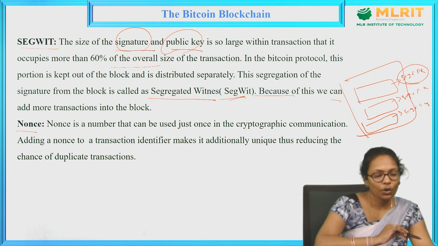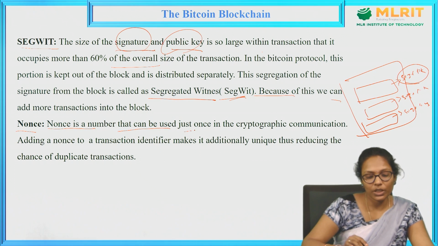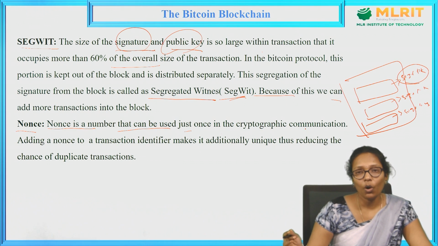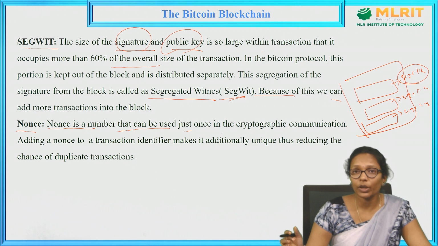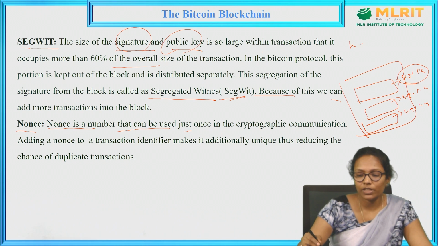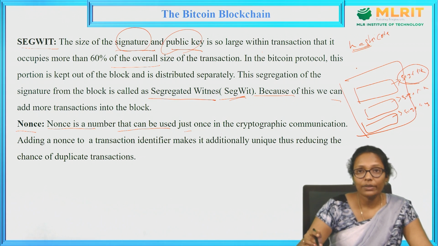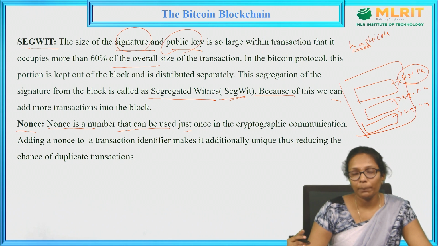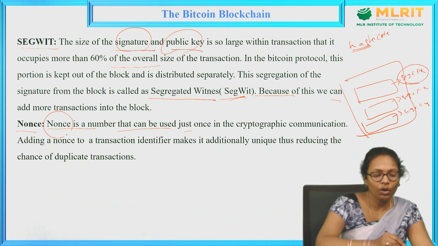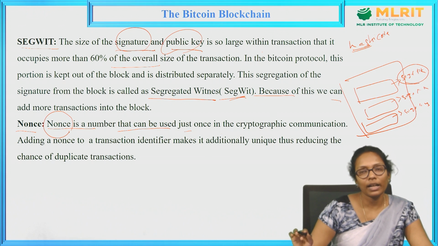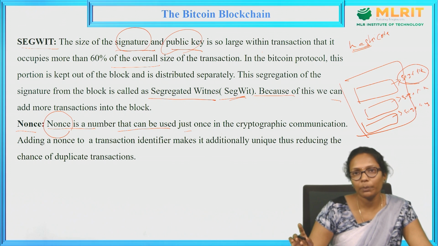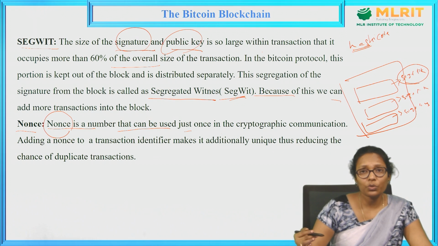And next is nonce. A nonce is a number that can be used just once in a cryptographic communication. We know that for all the transactions or nodes, you are giving some unique value that you call a hash. Using a hashing function or SHA function, you give a hash code for each and every transaction and each and every block also. Along with that, we provide more uniqueness for your block or transaction using a number called nonce. A nonce is a random number used only once in cryptographic communication. And what's the use of this nonce? It provides more uniqueness for your block or transaction.